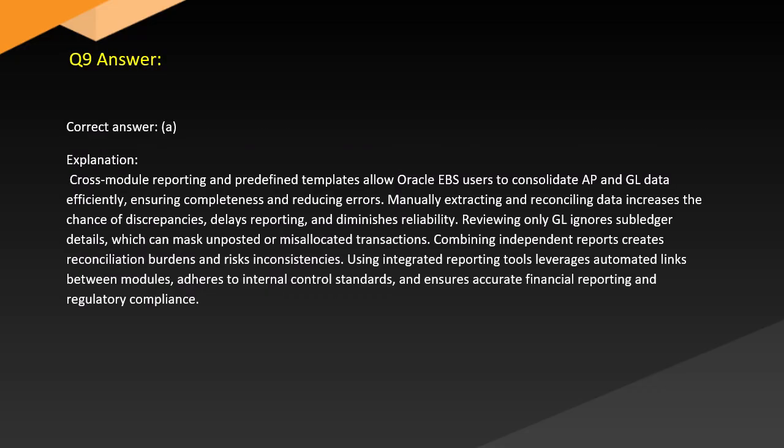Answer. Correct answer: A. Explanation. Cross-module reporting and predefined templates allow Oracle EBS users to consolidate AP and GL data efficiently, ensuring completeness and reducing errors. Manually extracting and reconciling data increases the chance of discrepancies, delays reporting, and diminishes reliability. Reviewing only GL ignores subledger details, which can mask unposted or misallocated transactions. Combining reports creates reconciliation burdens and risks inconsistencies.